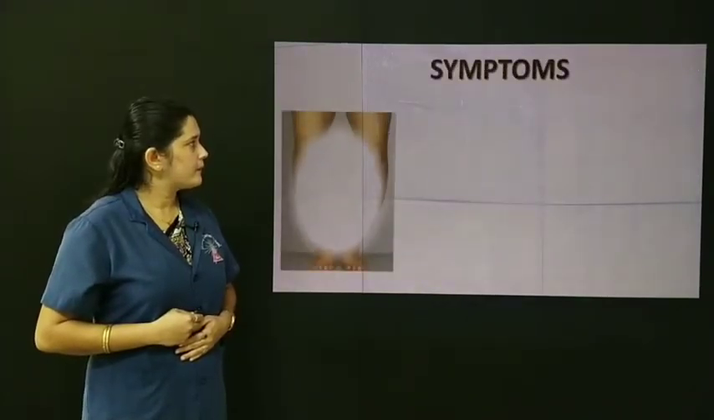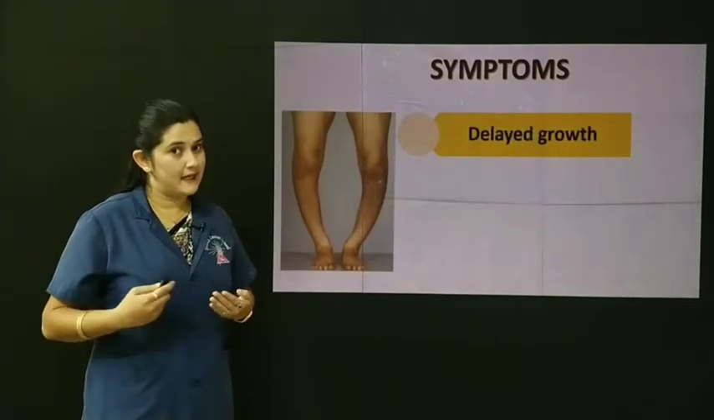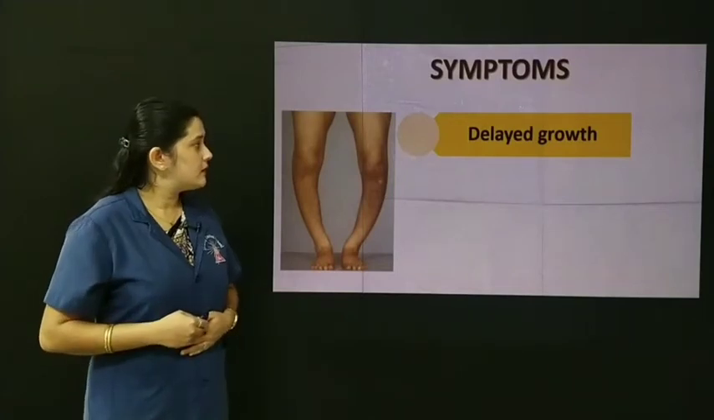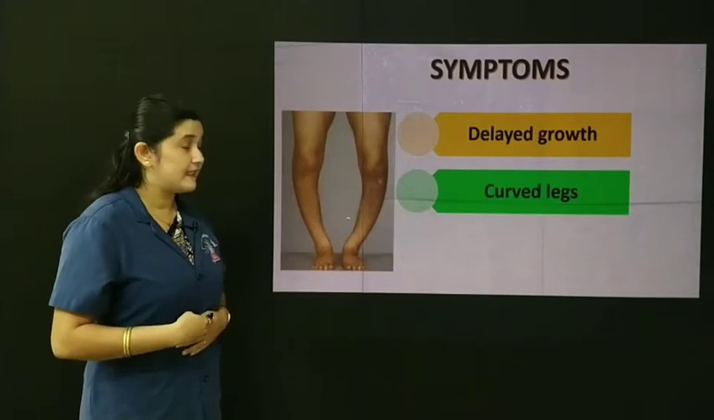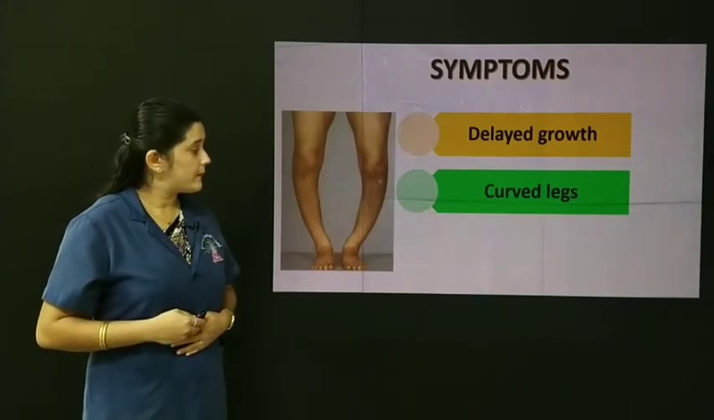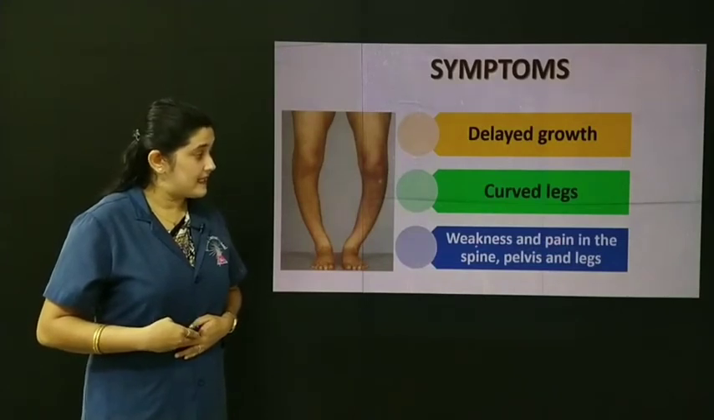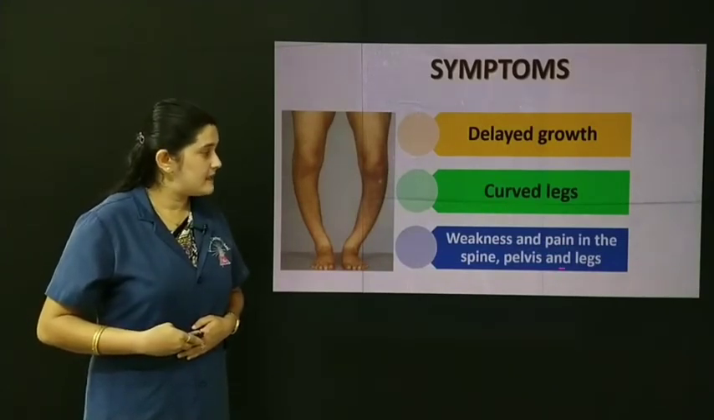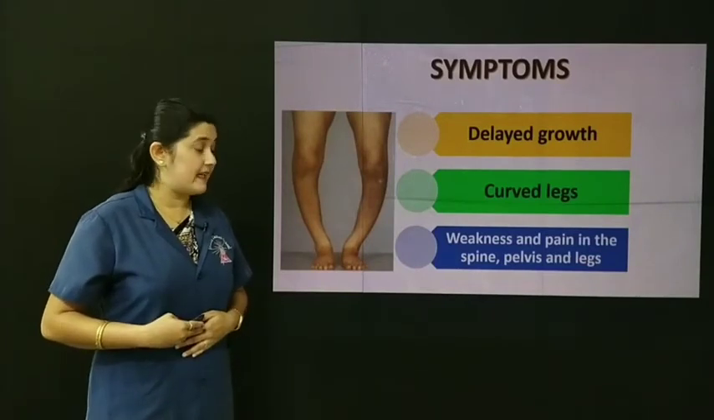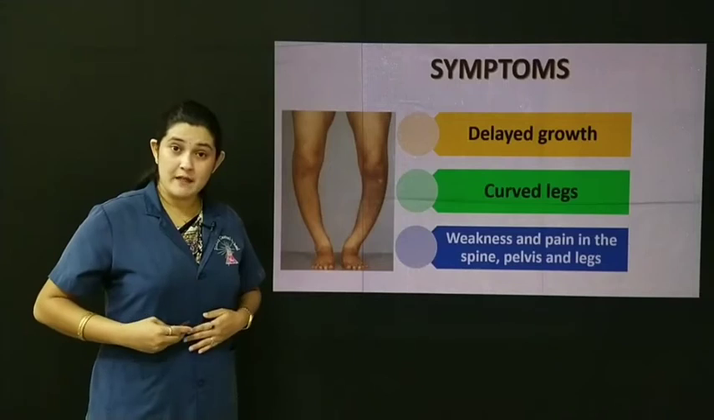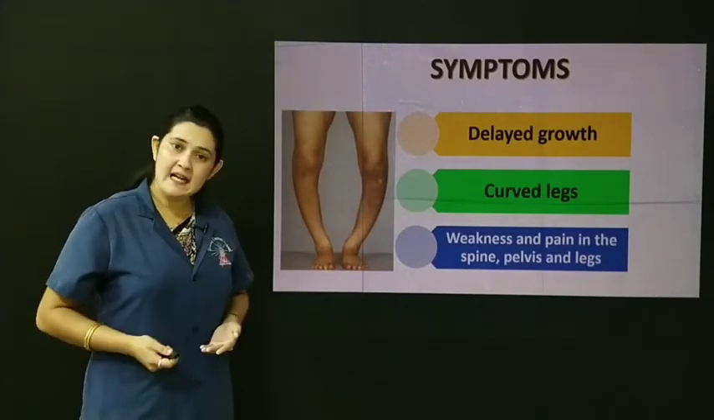Delayed growth, that is slow growth, curved legs, here you can see in the picture, and weakness and pain in spine, pelvis and legs. So there is weakness and pain in the back, the region between abdomen and thighs, that is pelvis, and legs.